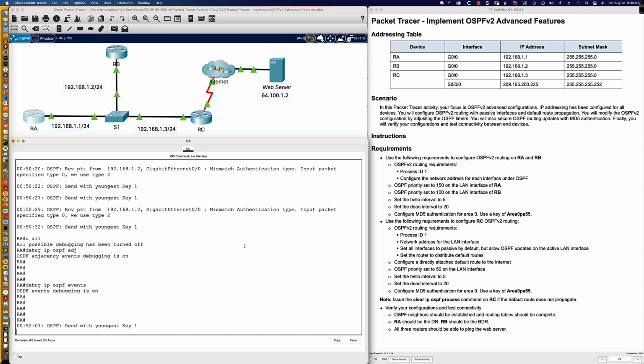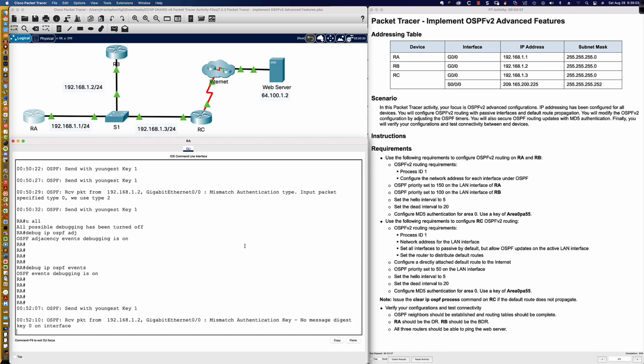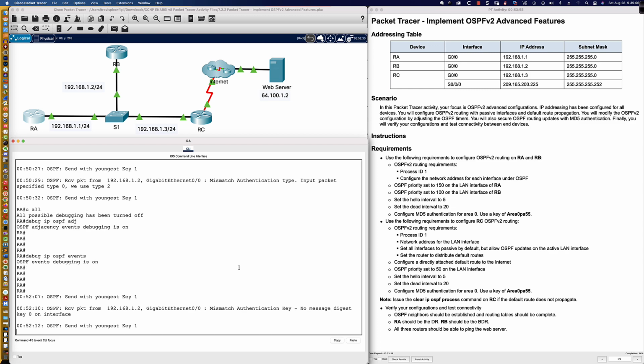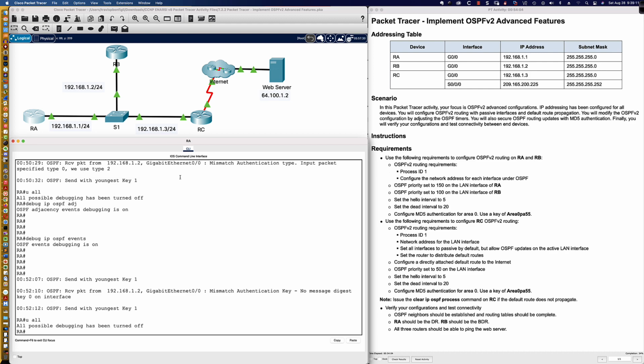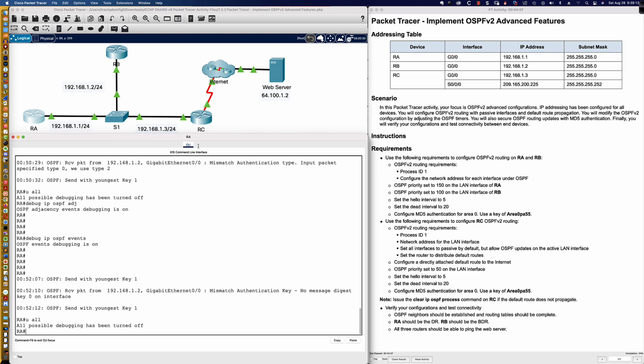So we've got the debugging turned on, and again, you can see router A is sending our key. And now take a look at the message, right? Let me go ahead and kick this off. So undebug all, and I'm going to give us a little more room here so that we can see. Remember, before, it was mismatched authentication type, input packet specified type 0. We use type 2. Well, now what are we seeing? It's not mismatched authentication type. It's mismatched authentication key. No message digest key 0 on the interface.